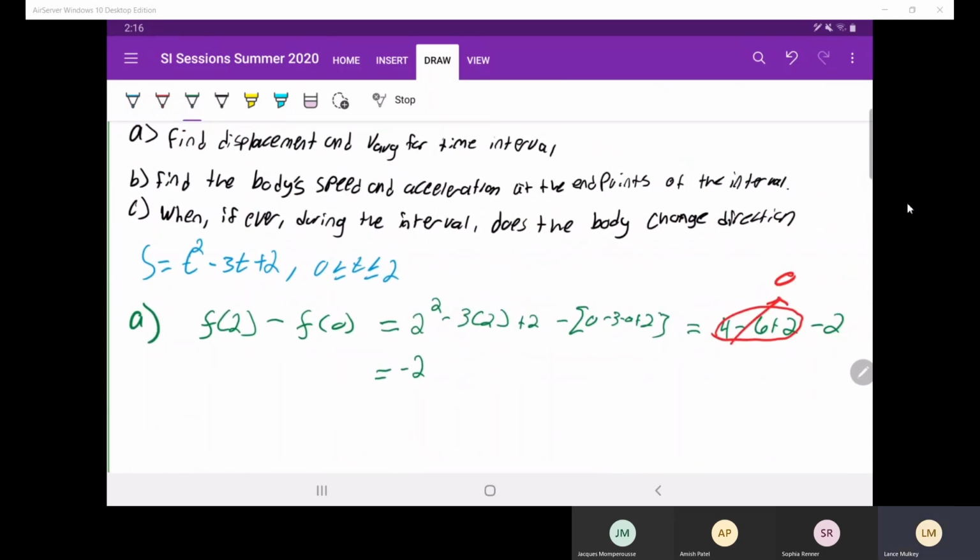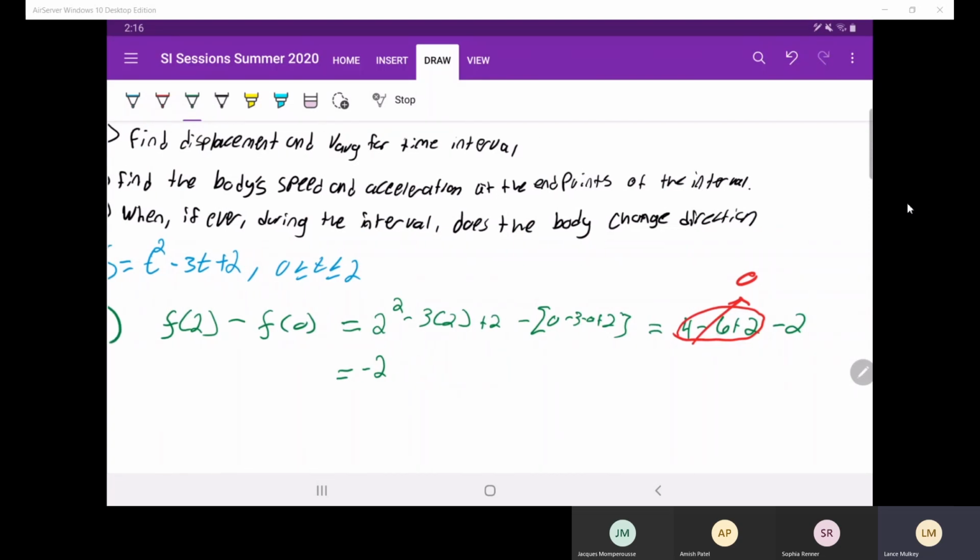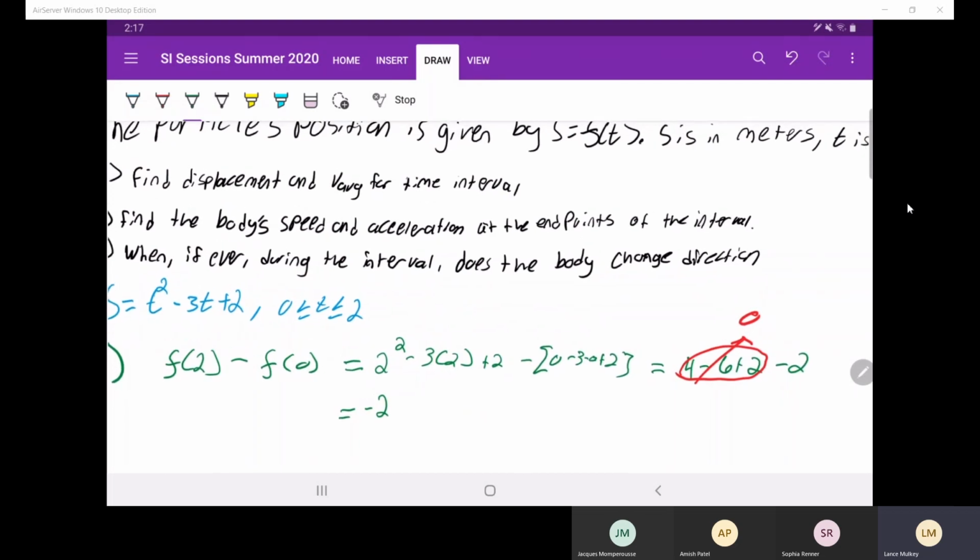Any questions this far? That's just the displacement. We haven't gotten the average velocity yet. Because you have 4 minus 6, which, 2 squared is 4, minus 6 is negative 2 plus 2 is 0. And you subtract 0 minus 3 times 0, which is 0, plus 2, so you're subtracting 2 from that. This is just the displacement. You haven't found the average yet. Oh, we're finding the displacement and the average.